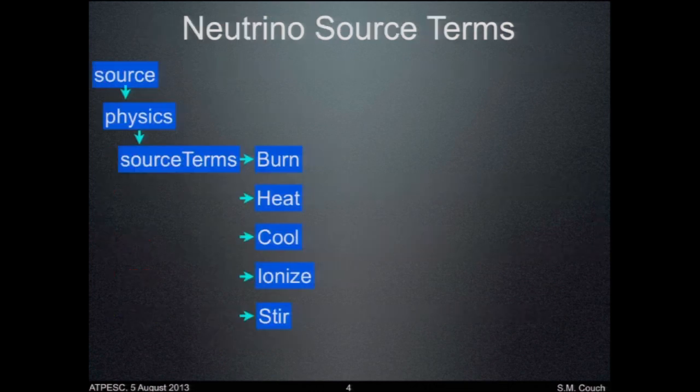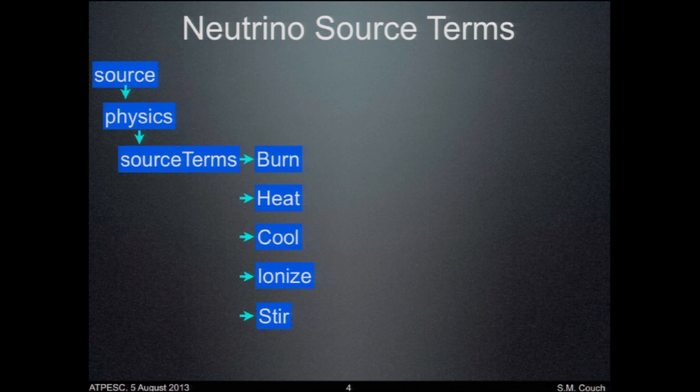So if we take a look at the Flash source code structure, this is the source terms unit, which is underneath source, physics, source terms. And this is something I think Anshu mentioned. But the naming convention here is also very important because lowercase directories in the Flash tree signify that those are just for organizational purposes. Those aren't units in the sort of membership classes that Anshu talked about. Those aren't units, those are just organizational directories. Now anything with a leading capital, that's a unit. So burn, heat, cool, ionize, stir, those are all source terms and they're units.